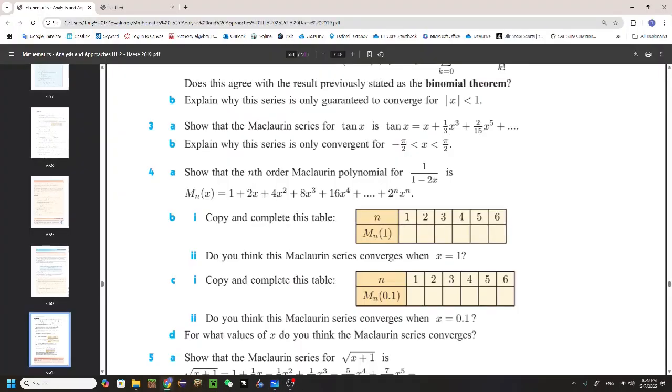Like I said, for convergence you will need the summation, but luckily they have already given us the summation. Sorry, not k, this one they use n, I think. So let's just use n equals 0 to infinity of 2 to the n times x to the n. And then it says, do you think the values converge when x equals 1?